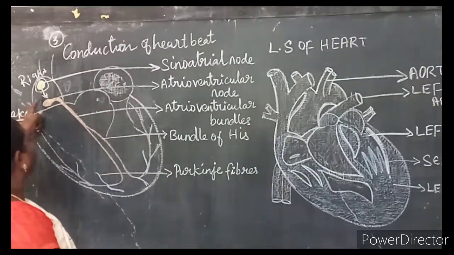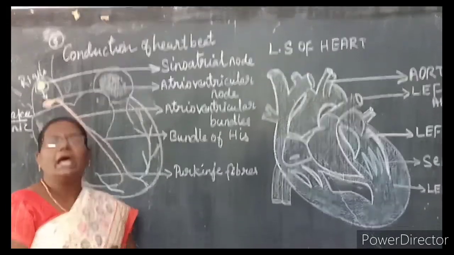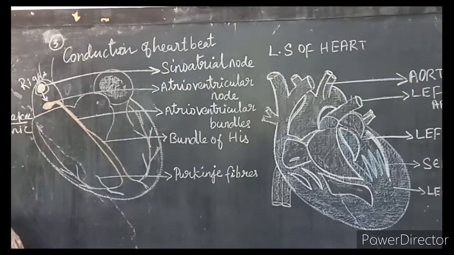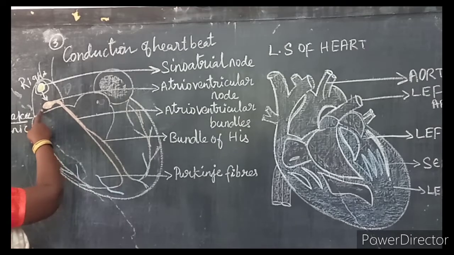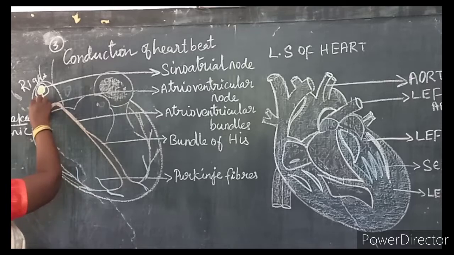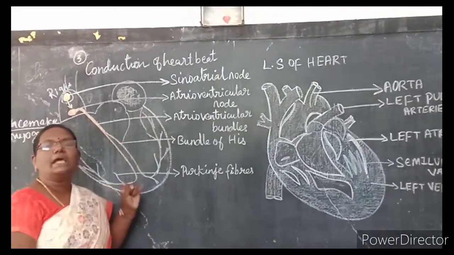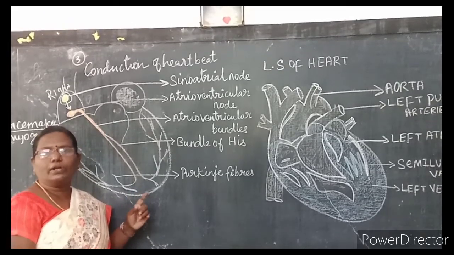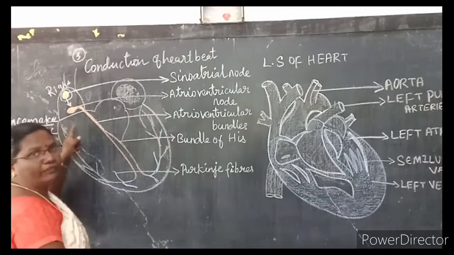This pacemaker is located on the right auricle. On the left side of the right auricle, there is an auriculoventricular node. The node which determines the contraction rate of the entire heart is the pacemaker, or sino-auricular node.